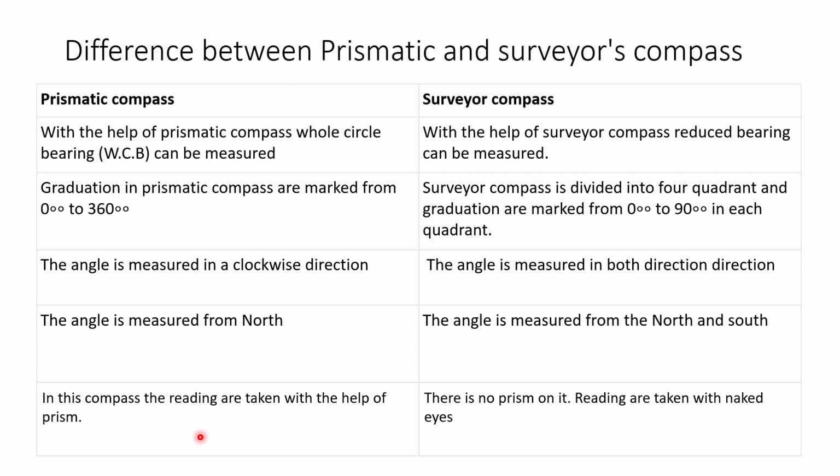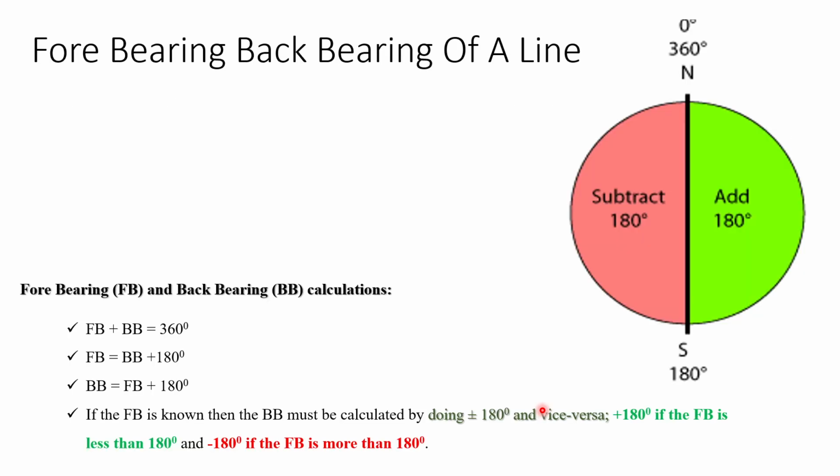In prismatic compass, readings are taken with the help of the prism. In circular compass, the readings are taken by naked eye. So these are the differences between prismatic and circular compass. Now back bearing. What is back bearing?